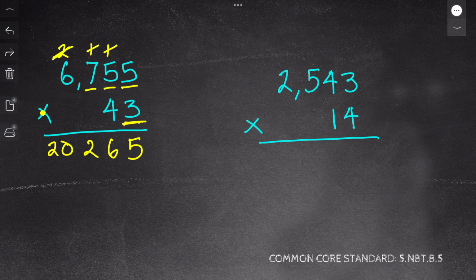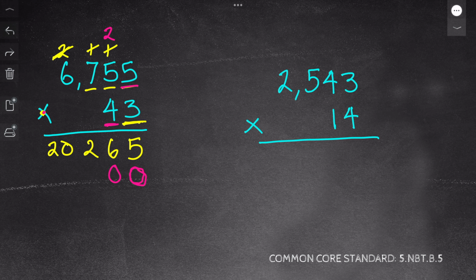Now I'm going to move to my 10 spot, my 4. Since I'm moving to my 10 spot, I need to annex a 0 here because I'm not multiplying by 4 anymore. I'm really multiplying by 40. So 4 times 5 is 20. Regroup my 2 and put my 0.